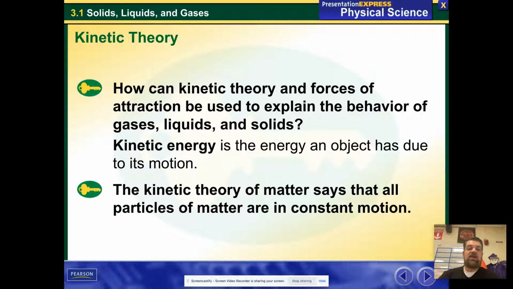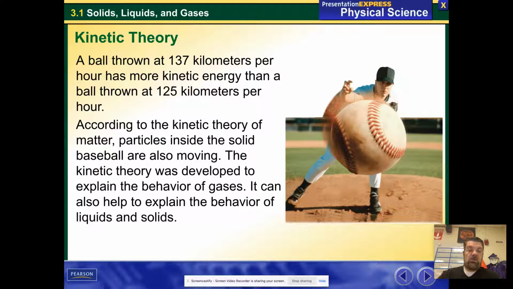So what this boils down to is kinetic theory. Now, kinetic theory of matter says that all particles of matter are in constant motion, unless it's minus 273 degrees Celsius, but that really doesn't exist. So a ball thrown at 137 kilometers per hour has more kinetic energy than a ball thrown at 125 kilometers per hour. According to kinetic theory of matter, particles inside the solid baseball are also moving.